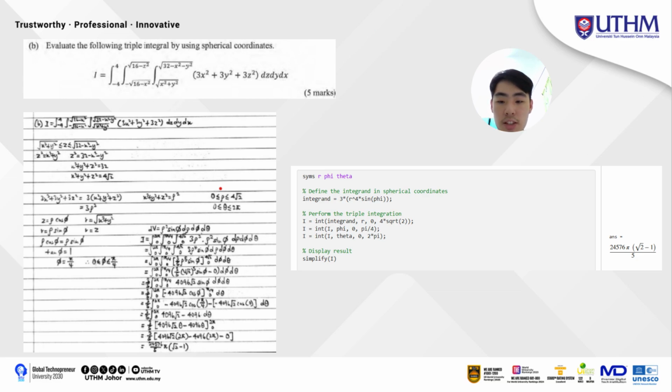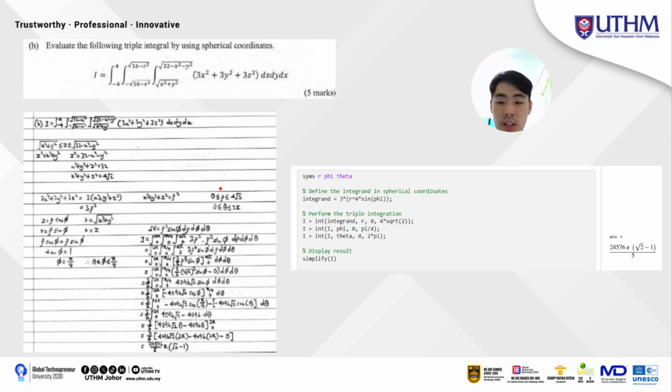And for the lower limit of z, we found out that z is equal to root of x squared plus y squared. Since root of x squared plus y squared is also equal to r, so z is equal to r. And z is rho cos phi and r is rho sin phi. So rho cos phi equal to rho sin phi, and at the end we get phi is equal to pi over 4. So the range of phi is between 0 to pi over 4.